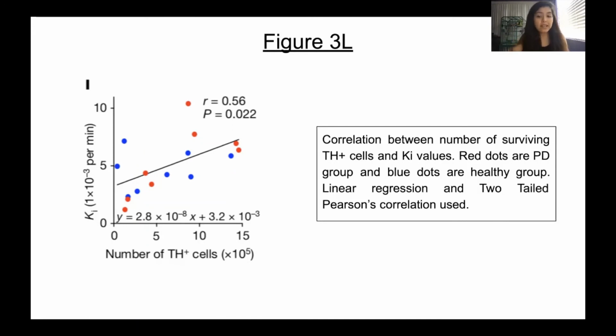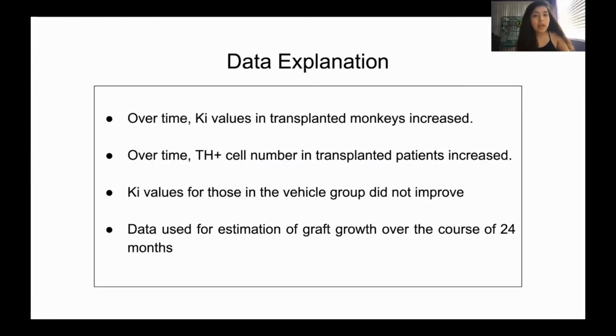So after discussing these figures, our group reached some main conclusion and discussion points. So for data explanation, over time, KI values in transplanted monkeys increased, as did TH cell numbers. KI values for those in the vehicle group did not improve. So this data was actually used for the estimation of graft growth over the course of 24 months, and an equation was actually derived out of all this data. But our next presenter will discuss these conclusions with you.